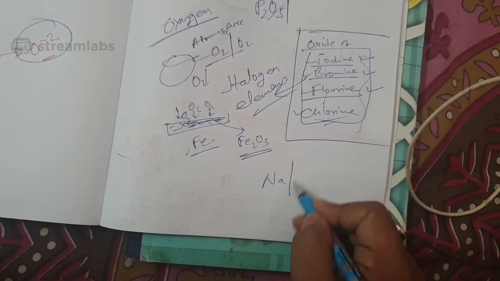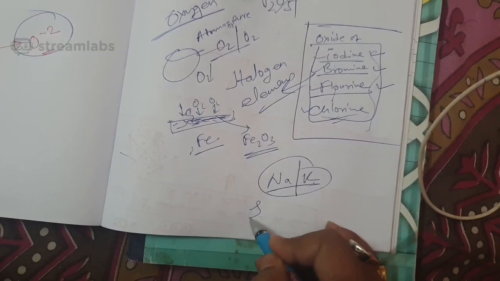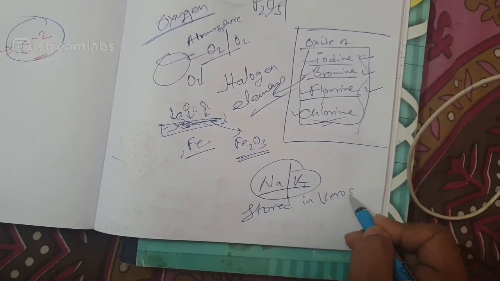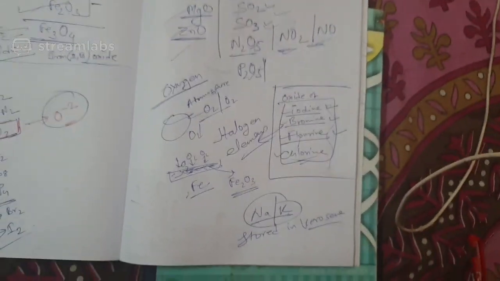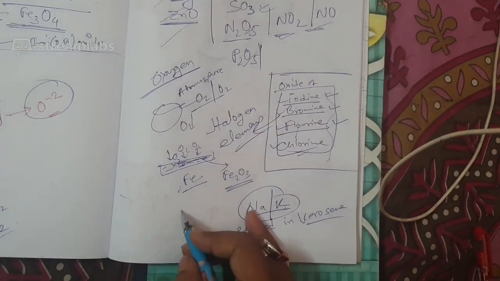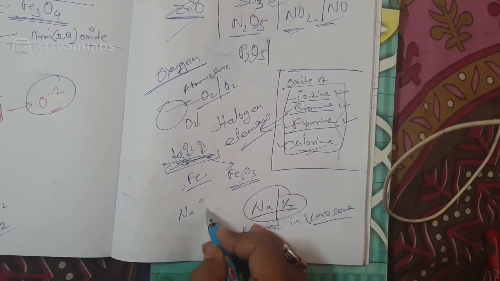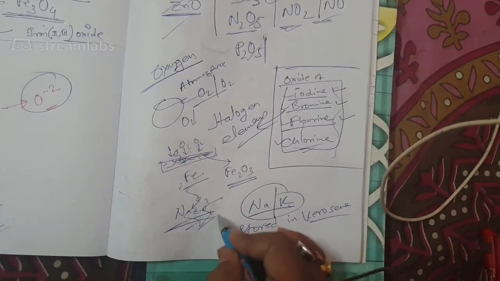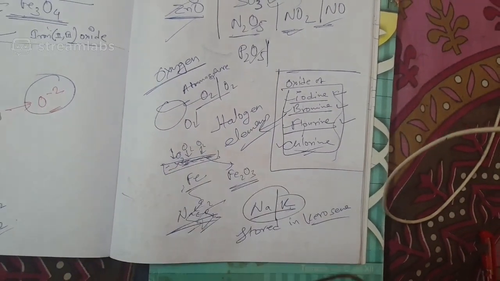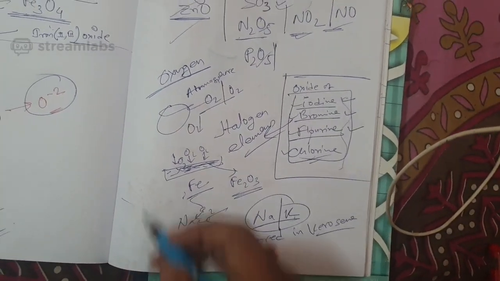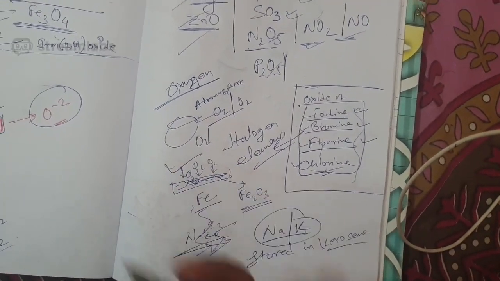In the same way, sodium and potassium, these two are stored in kerosene. You know why they are stored in kerosene? They are stored in kerosene because they react with oxygen. If they are kept in the atmosphere with oxygen, they will react vigorously and very fast and produce heat and light, and it will be like a bombing experience. So reaction in this case is very fast, while in other cases it is usually very slow.